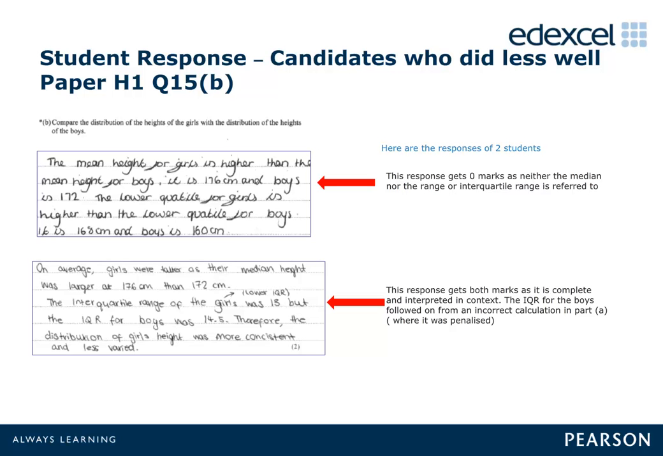In the upper response, the student has confused mean and median and has made no reference to dispersion. They get no marks. The lower response is much better. This student has been taught to use the median and the interquartile range, and the abbreviation IQR is acceptable. A comparison is made between the two distributions, and some attempt is made to include the context.